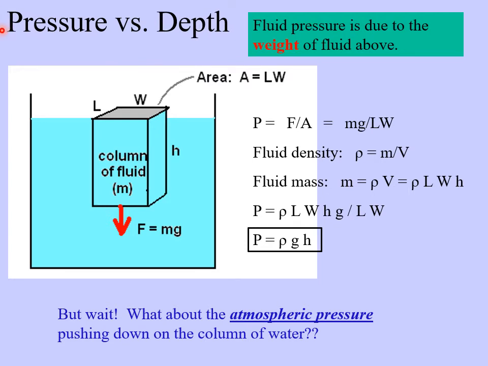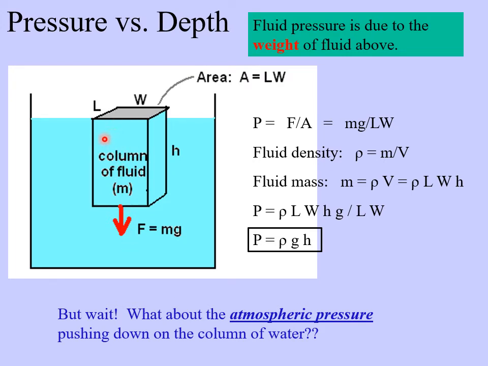So we can now calculate the variation in pressure with depth in any fluid. It turns out that fluid pressure is due to the weight of the fluid above. And that's why the farther you go down in the fluid, the more pressure there is, because there's more weight of the fluid above pushing down.